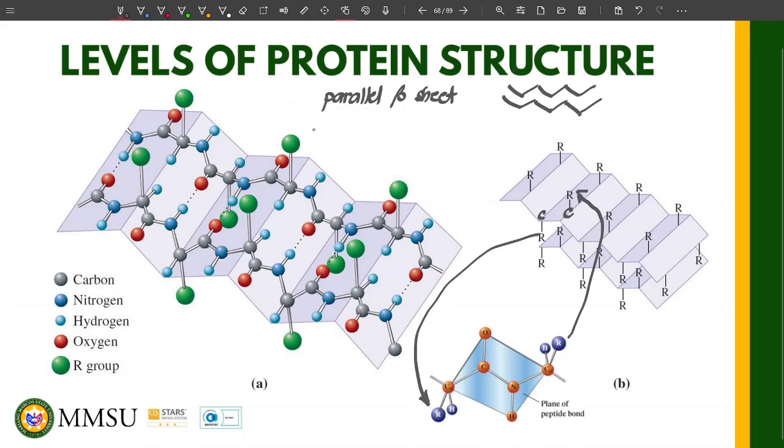And then, we have another one, the anti-parallel. This is the opposite. Wherein, kung yung arm mo kanina is pataas pareho, yung isa pataas, yung isa pababa. So, parang opposite sila. Then, yung isa, ganito siya. So, parang ganyan. Yan yung anti-parallel and yung parallel beta sheets.